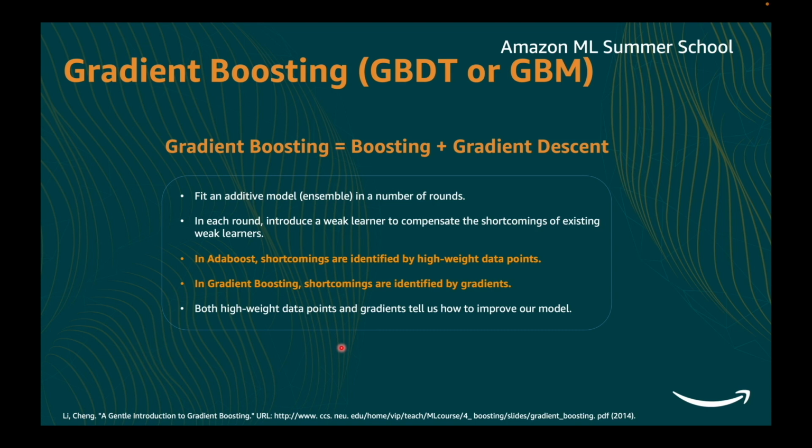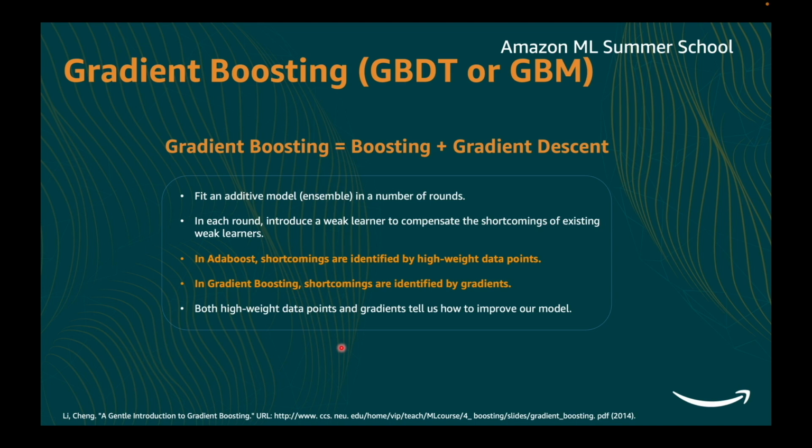And over a number of rounds, you're iteratively using that simple learning algorithm to create a better and better classifier, or a better and better regression model, right? So in each round, you introduce a weak learner to compensate for the shortcomings of the existing weak learners.